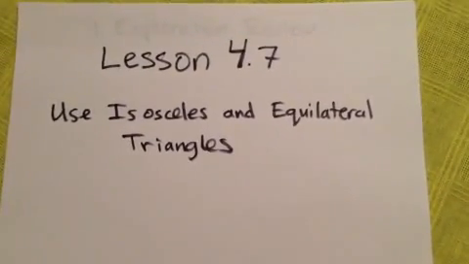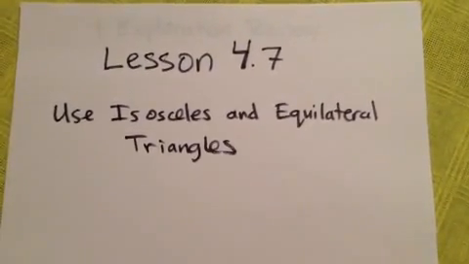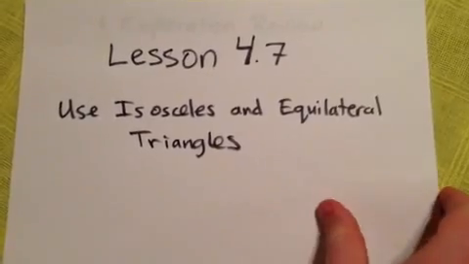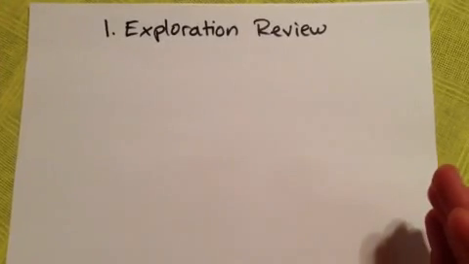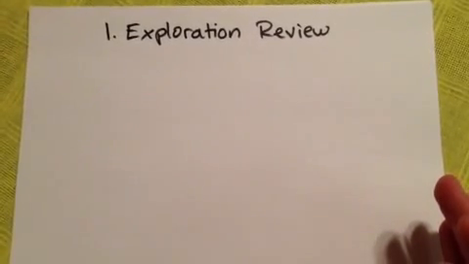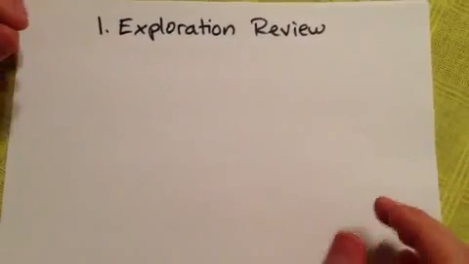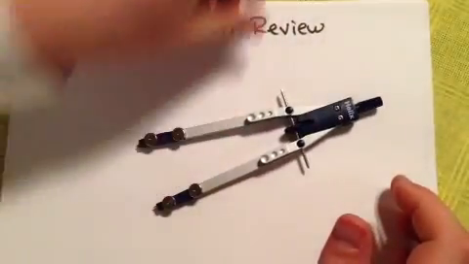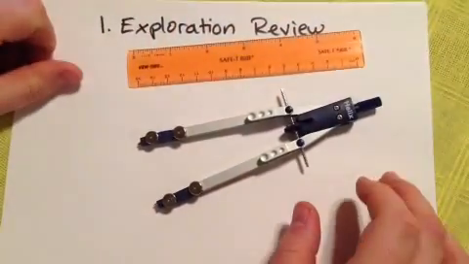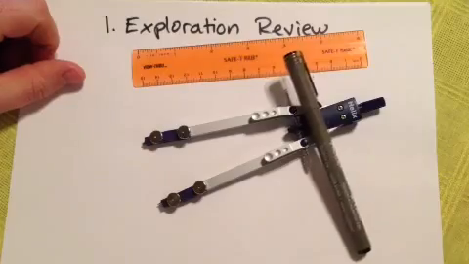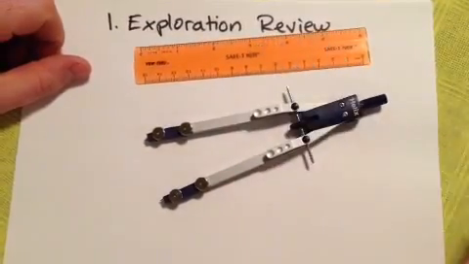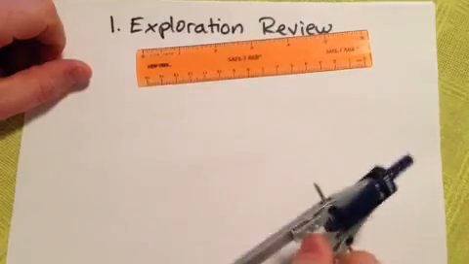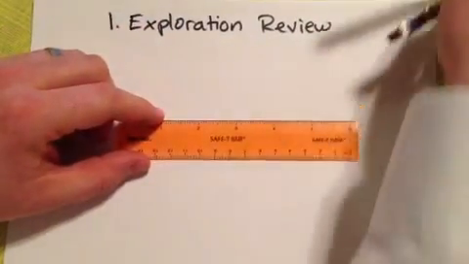Welcome to this video on lesson 4.7, which is use isosceles and equilateral triangles. So in class, what we had to do was develop the properties of an isosceles and equilateral triangle. The first thing I had you do was you needed a compass and a straight edge. You can always use any various pens or pencils that you want. I'm going to use these dark pens so that you can see for the video. The first thing that I had you do was draw an isosceles triangle.